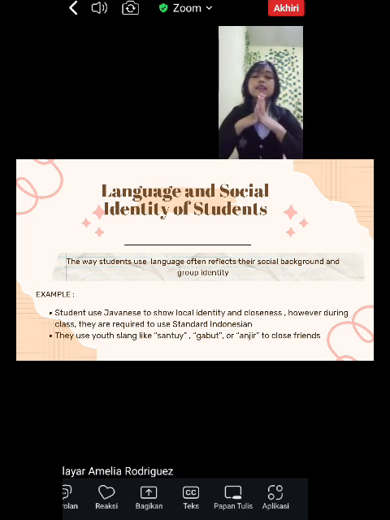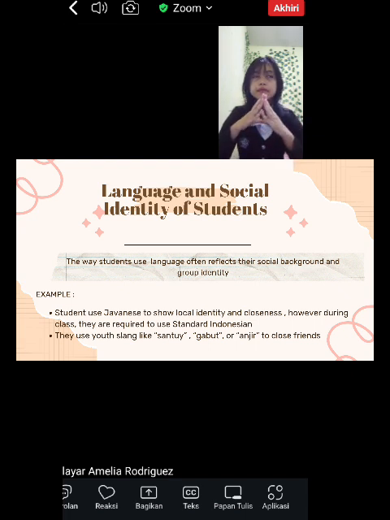For example, students may use Javanese or their regional dialect to express their local identity when they speak with close peers. However, during class, when the environment is made up of different regional backgrounds in Indonesia, they are expected to speak standard Indonesian, which is their national language, to express and represent their nationality.